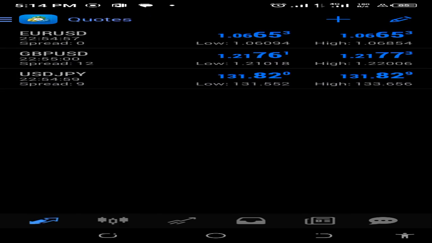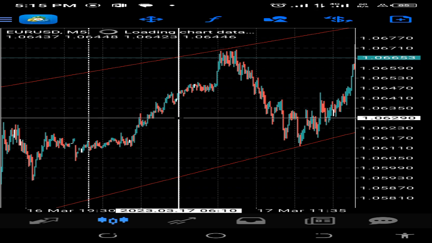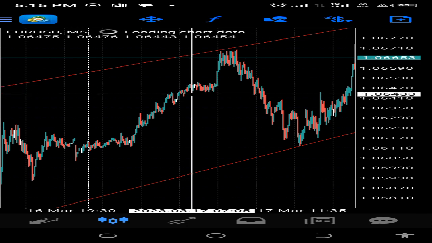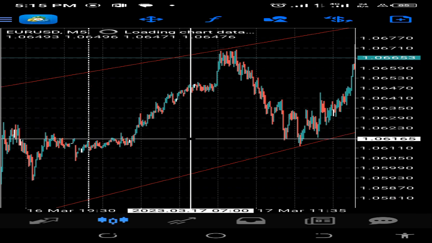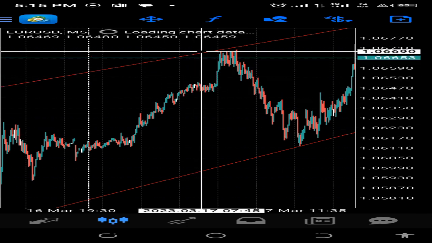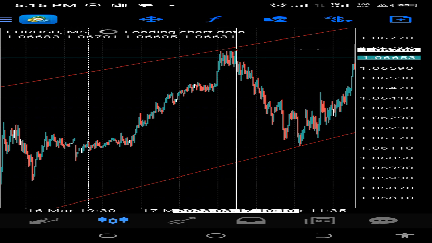So these are the pairs I advise everyone to have: EUR/USD, GBP/USD, and USD/JPY. These are the three major pairs I want us to practice with. Let's say for instance you want to trade. Now this part is called the crosshair, because you can use it to indicate the price of the market. Are you getting it? To know where the price of the market is.